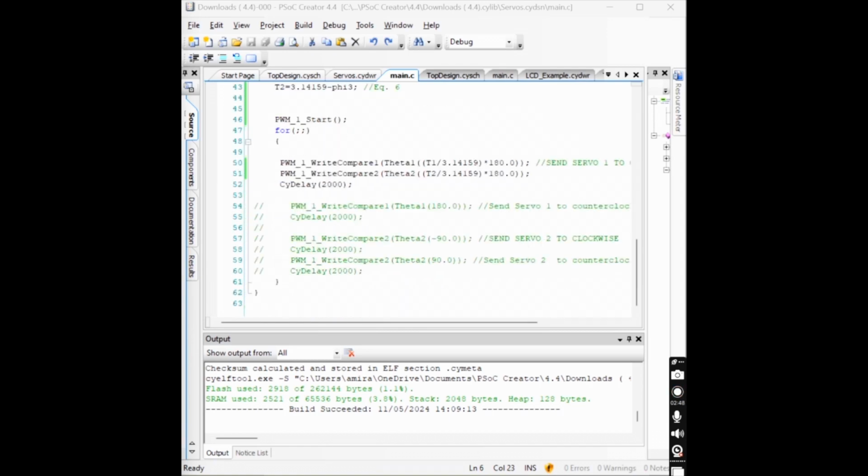This part is the PWM setup, which allows the PWM to control the servo motors. And that's it for the code in the video.